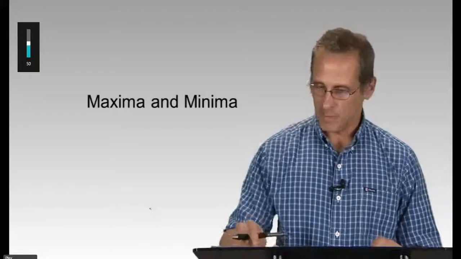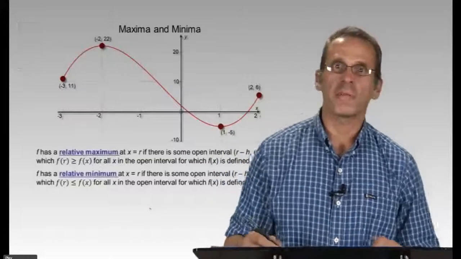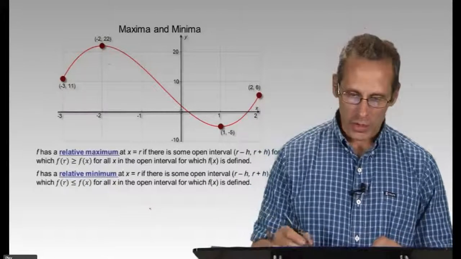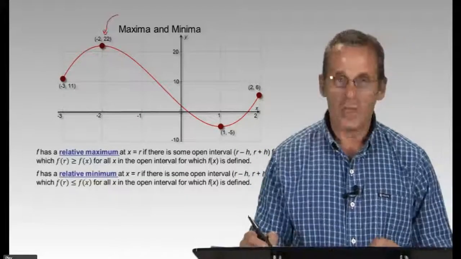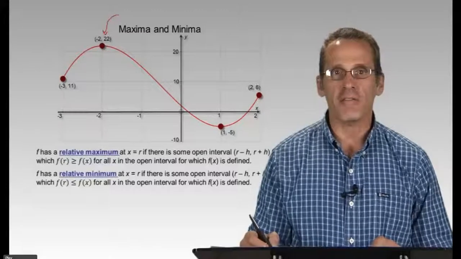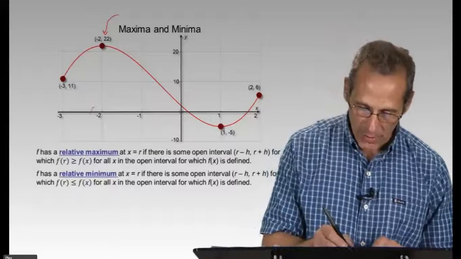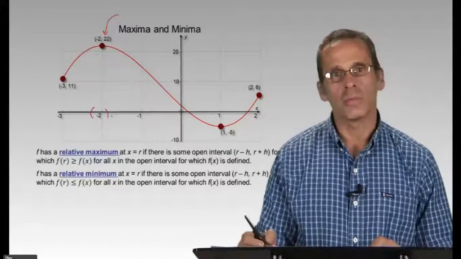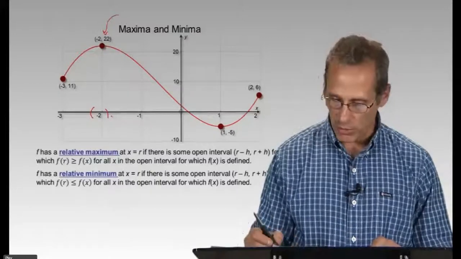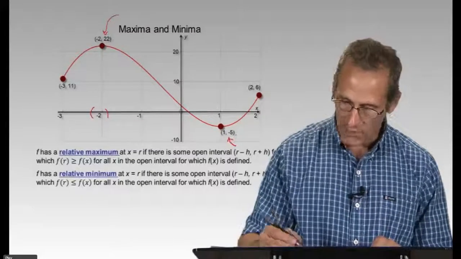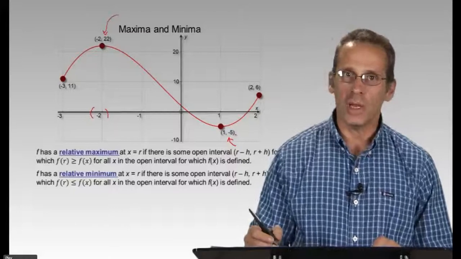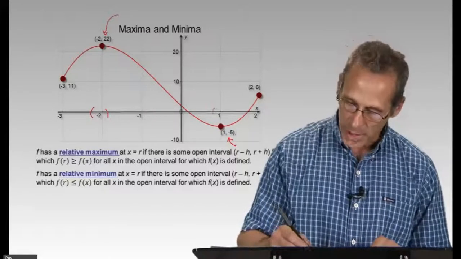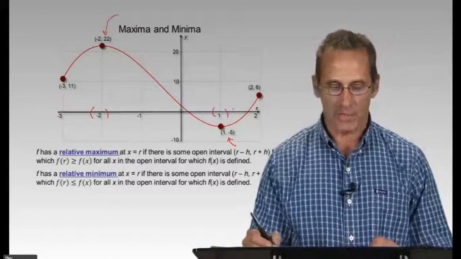Maxima and Minima. Observe the graph. If you notice, at the point (-2, 22), this is the highest point on the graph pertaining to an open interval around x equals -2. Observe, if you will, the point (1, -5). This is the lowest point on the graph pertaining to an open interval around x equals 1.